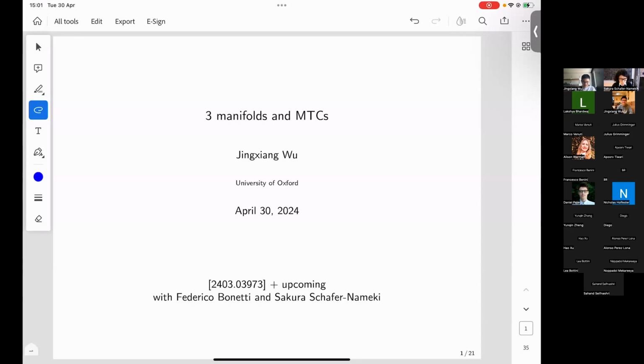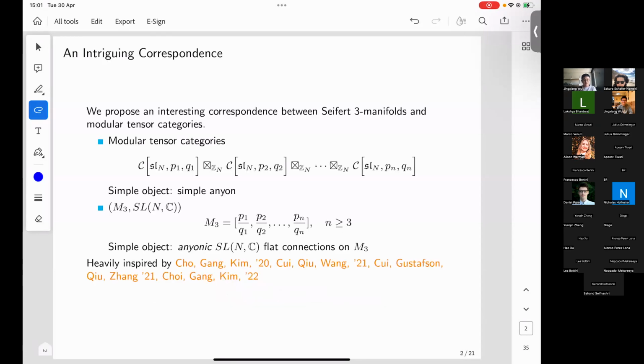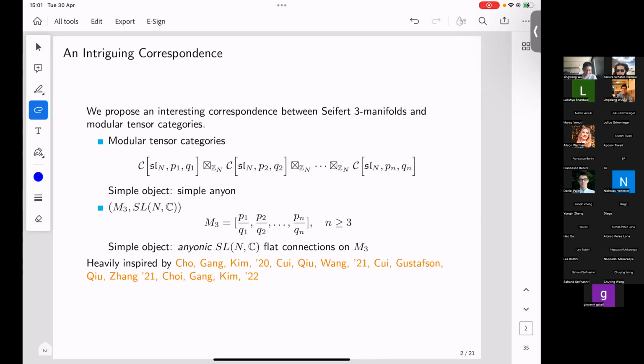Yeah, I'd like to talk about a recent work I did with Federico and Sakura. We put it out very recently, and I will also mention some upcoming work. Before I start off, I'd like to tell you where we are headed. The rough idea is I'm going to tell you about a correspondence we proposed between MTC on one side and the geometry on the other side.